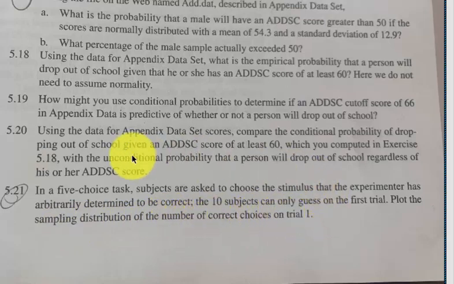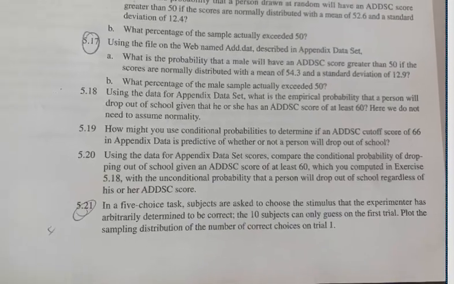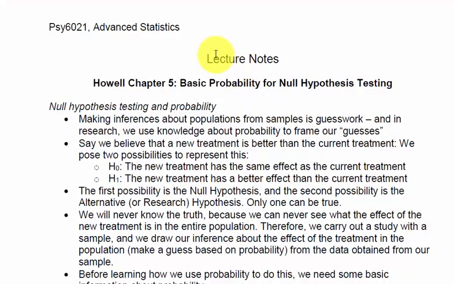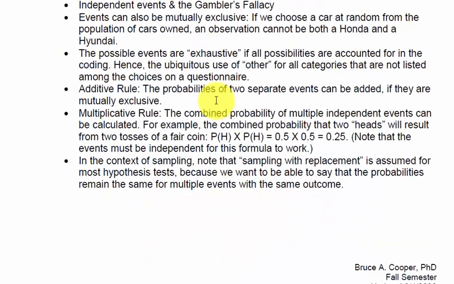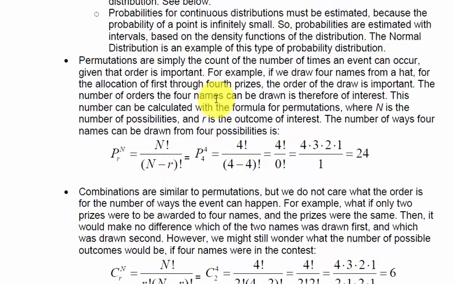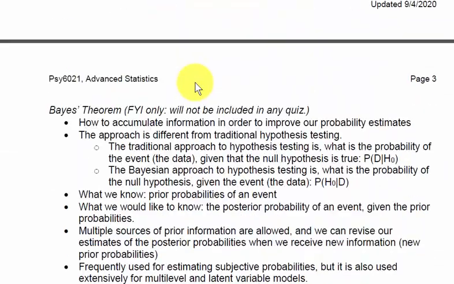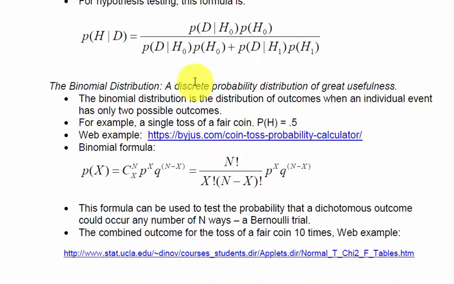Okay, this is kind of a weird one, but let's take a look. So back to the lecture notes, chapter 5. We're going to scroll all the way down, past these scary ones. We got a scary one down here on the bottom. That's the one we're going to use. This is the one right here. Okay, this is the binomial distribution.